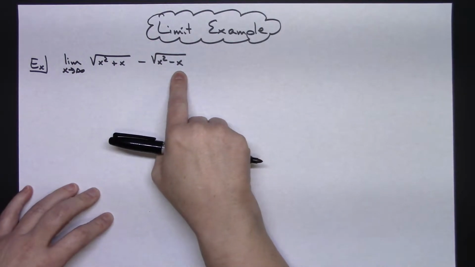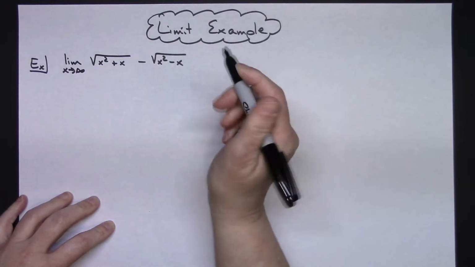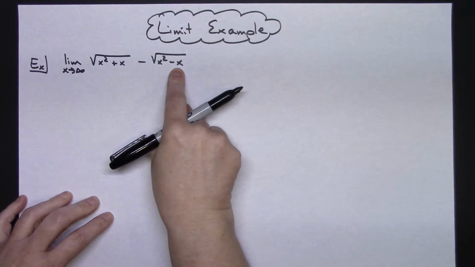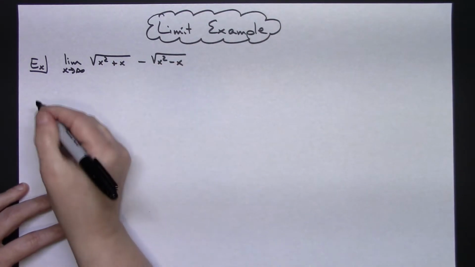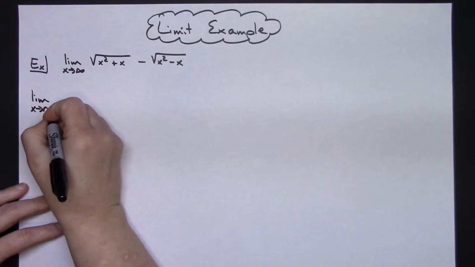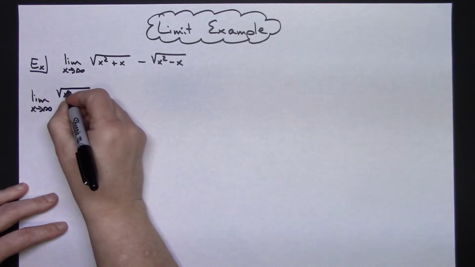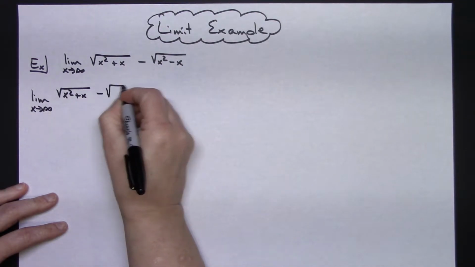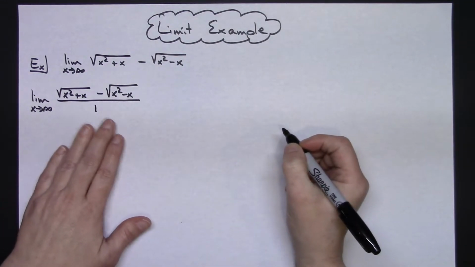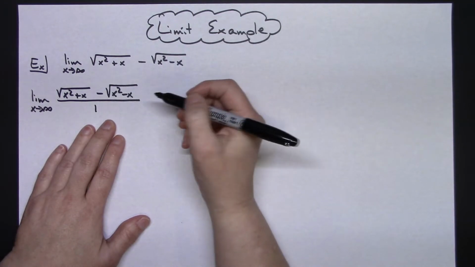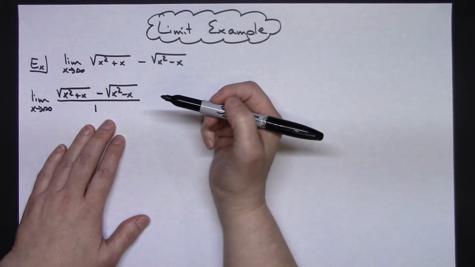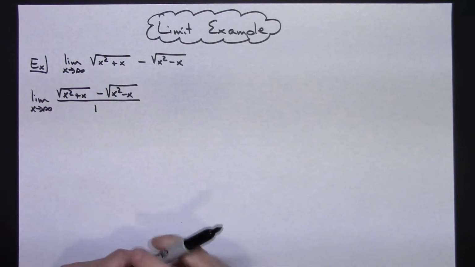Now, the easiest way to do this, you're definitely going to get an indeterminate form if you try to do a direct substitution, so we're not going to do that. We need to remember to try to think of this as a fraction, with this being the numerator. So if I rewrote this as the limit as x approaches infinity of the square root of x squared plus x minus the square root of x squared minus x, and I put it over 1, then that's clearly my numerator, and I could use an algebra technique of multiplying by the conjugate to get rid of those square roots, which is then going to allow us to evaluate this limit.